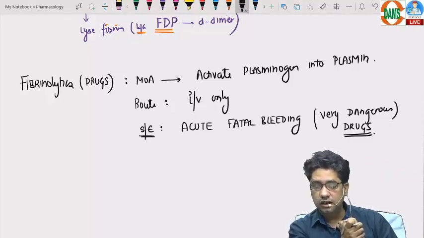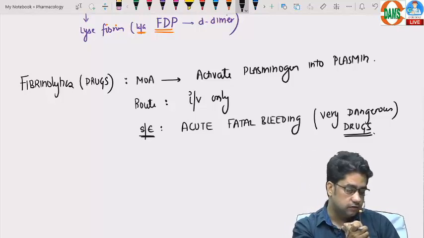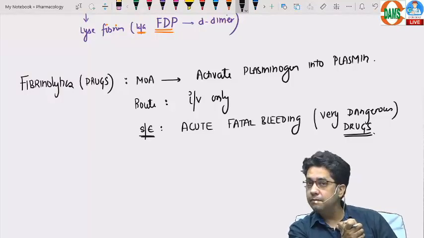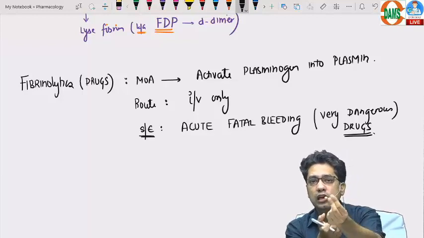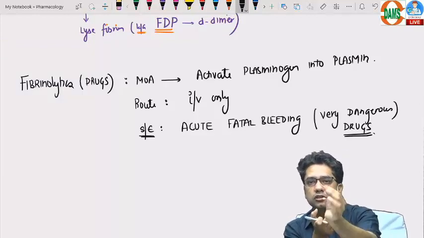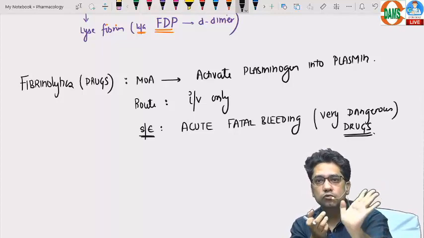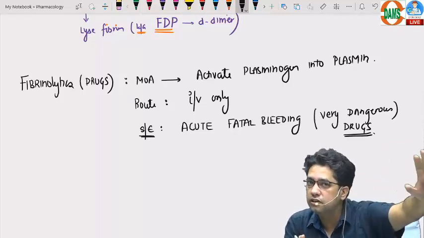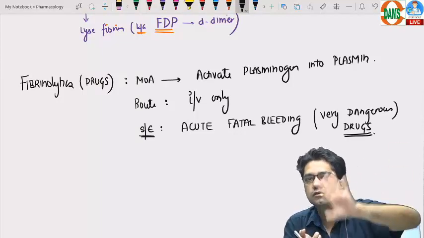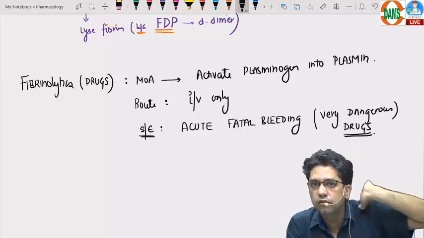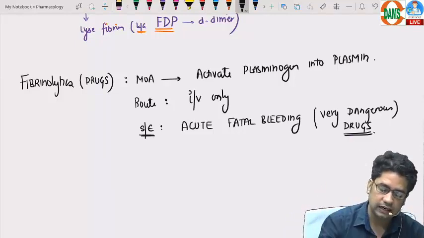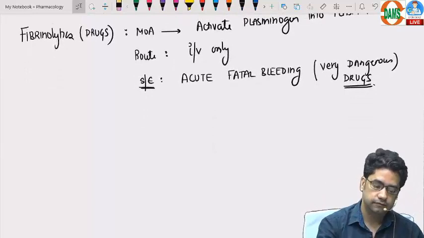सो दीज ड्रग्स आर वेरी वेरी डेंजरस ड्रग. बिकॉज ऑफ दिस रीजन अभी मैं आपको बताऊंगा दे आर ओनली यूज्ड इन 2-3 conditions only. They are only used in very dangerous condition where the patient is going to die. Only then we will use fibrinolytics. Otherwise, we will not use fibrinolytics. But before that, let's see what are the drugs we have.